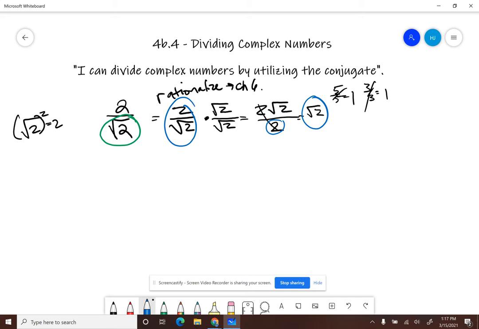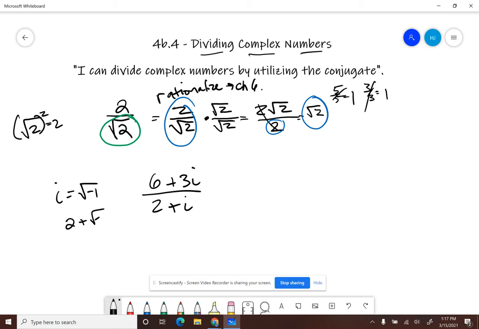Now, again, you say, well, okay, why is that really important? Well, what I want you to think about is when we're talking about dividing complex numbers, here I'm going to have something like this. For example, 6 plus 3i divided by 2 plus i. Well, I want you to think about what i really is. i, by definition, is the square root of negative 1. So really, on the bottom, I could say I really have 2 plus the square root of negative 1.